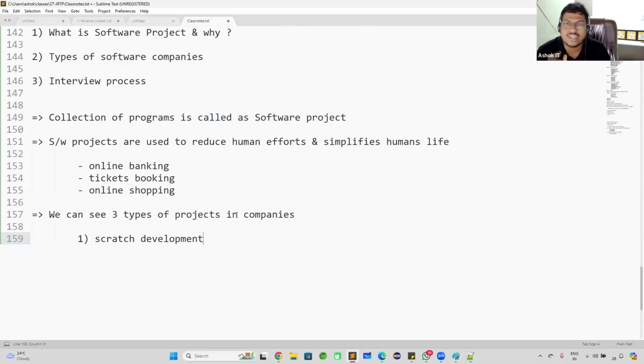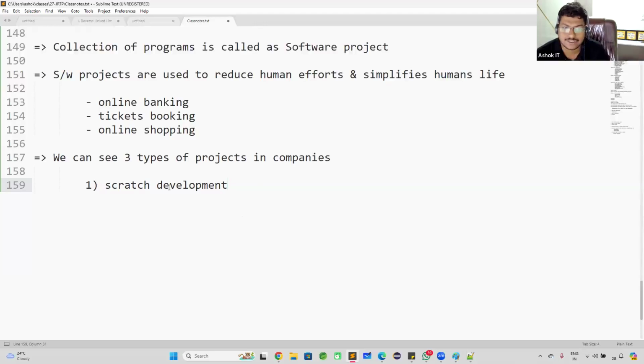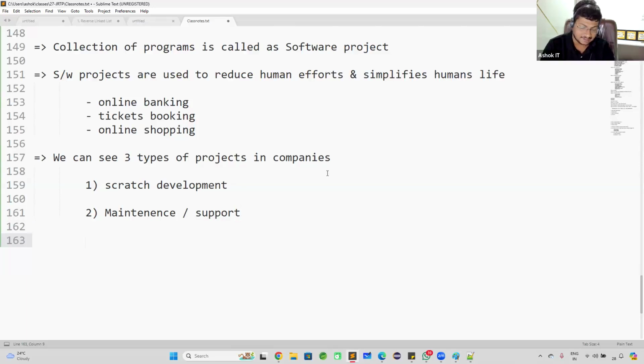So tomorrow, when you join a company as a Java developer, you will be joining a project in the company, right? In that company, you can see three types of projects, guys. The first one is scratch development projects. The second one is maintenance projects. These projects are also called support projects, guys. And the third category, we can see migration projects also. So if you go to any software company, they will be dealing with these three types of projects.